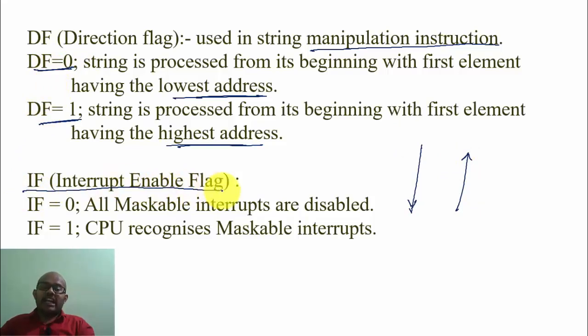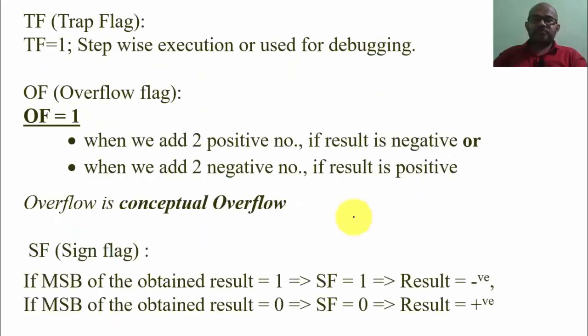Now, the interrupt enable flag decides whether you have to enable the maskable interrupts or disable them. If you make it 0, then all maskable interrupts are disabled. If you make it 1, then the CPU is going to recognize the maskable interrupts. Based on priority, the ISR will be executed.